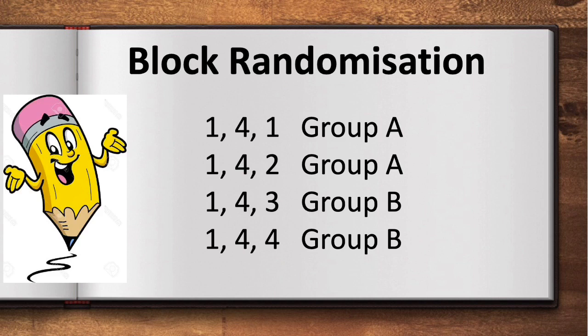Now see the first row. The first number of the first row is the block identifier. The second number is the block size. A block size of 4 we have selected. The third number shows subjects. The first subject is assigned to group A. In the second row, the second subject is assigned to group A. In the third row, the third subject is assigned to group B, and in the fourth row, the fourth subject is assigned to group B. This is the format AABB the computer has created.